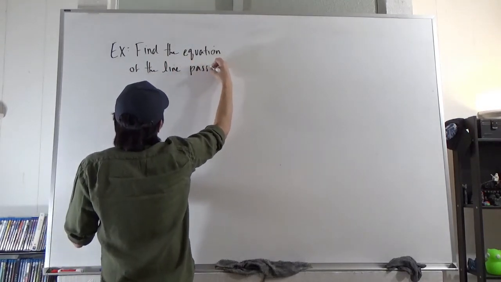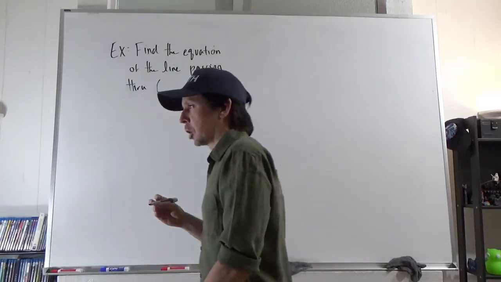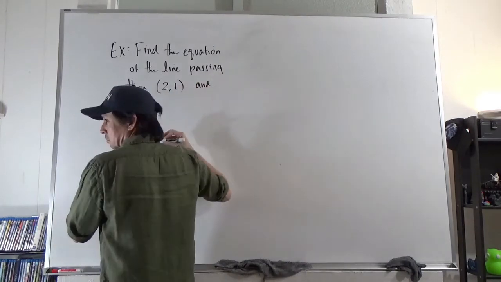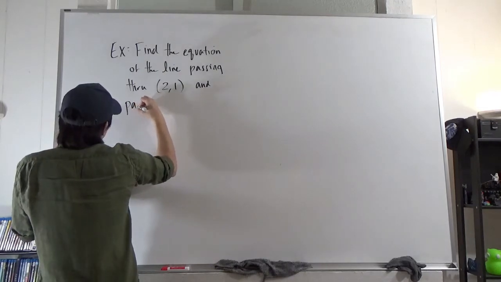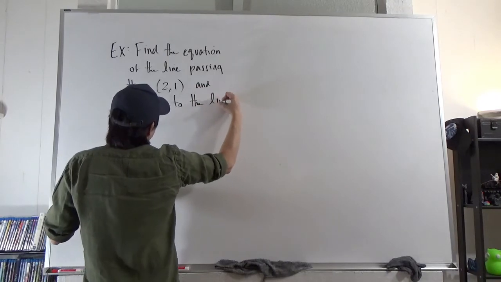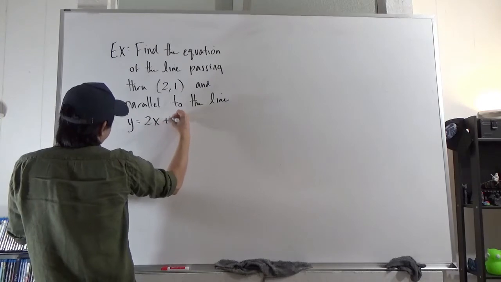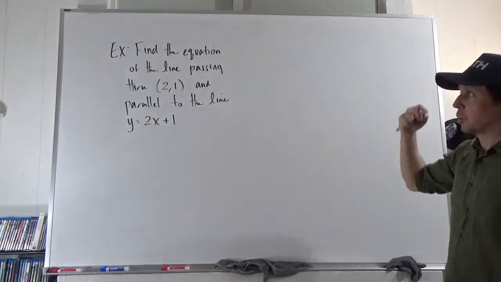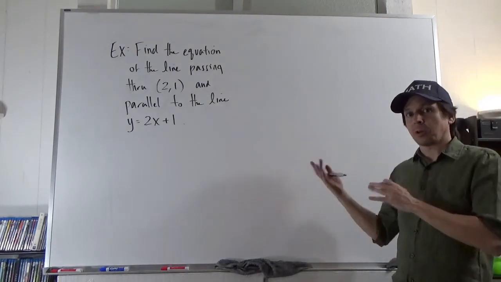Find the equation of the line passing through 2 comma 1 and parallel to the line y is equal to 2x plus 1. Okay, so we're looking for the equation of a line. We know it has to pass through the point 2 comma 1, and it has a particular relationship with this other line that they're giving you.